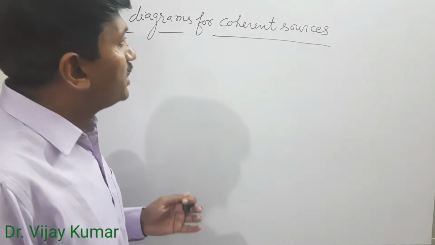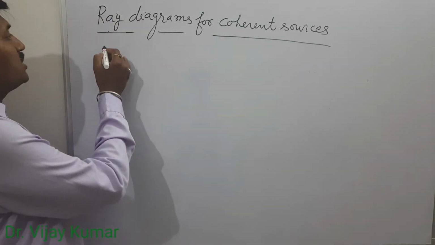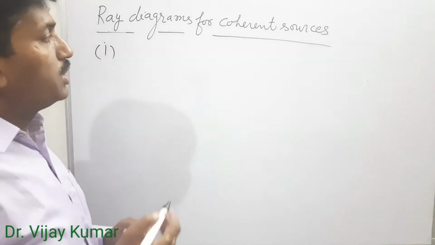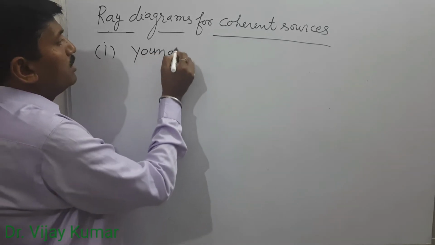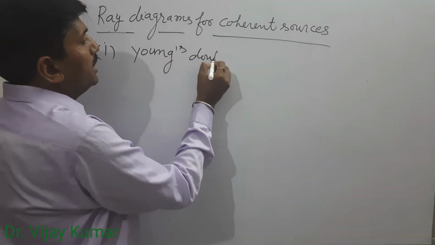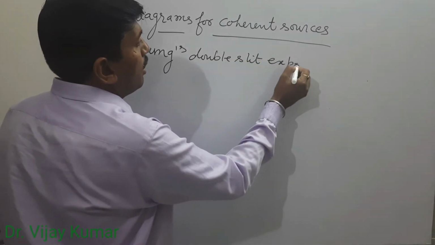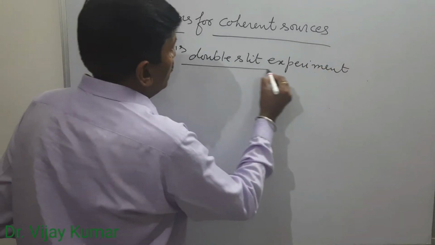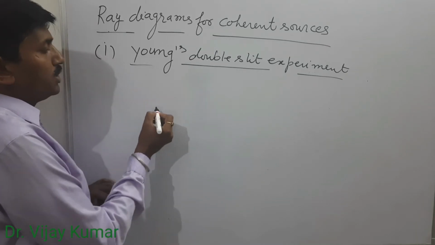We have 5 methods for production of coherent sources, and the first method in which we can produce coherent sources is Young's double slit experiment. In this video we only draw the ray diagrams of production of coherent sources.